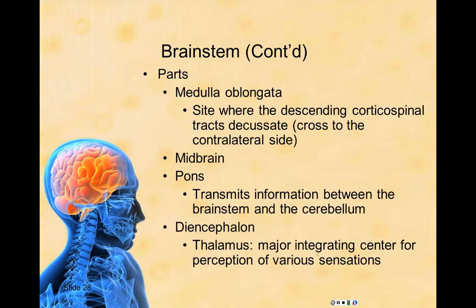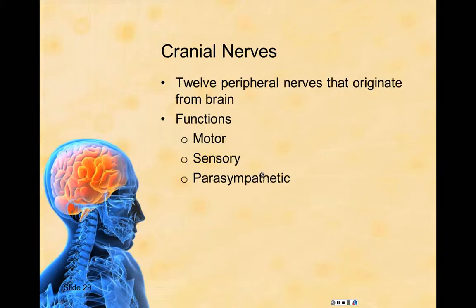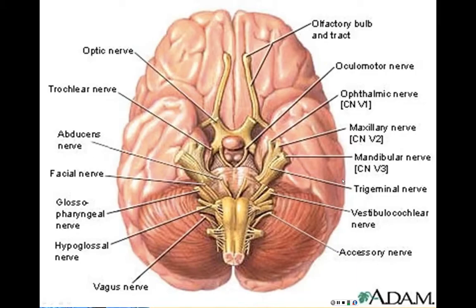Okay, the brain stem, there's three main parts: the medulla oblongata, the midbrain, the pons, and then the diencephalon, or the thalamus. And then there's cranial nerves. There are basically 12 cranial nerves that originate from the brain that have both motor, sensory, and parasympathetic function. And here is a picture of the origins of the cranial nerves.